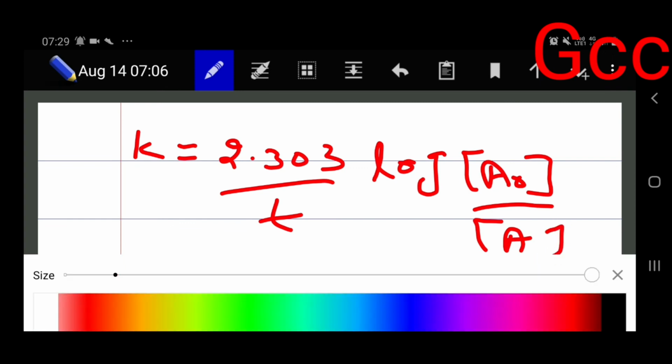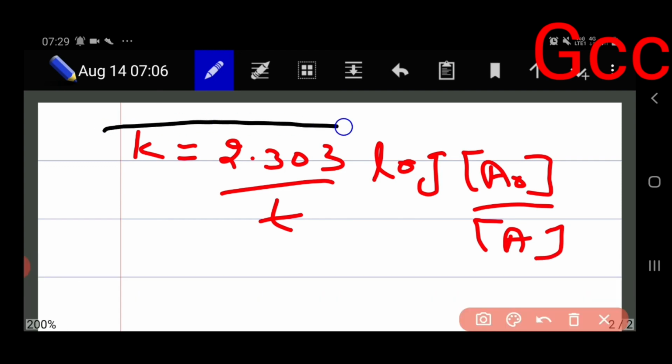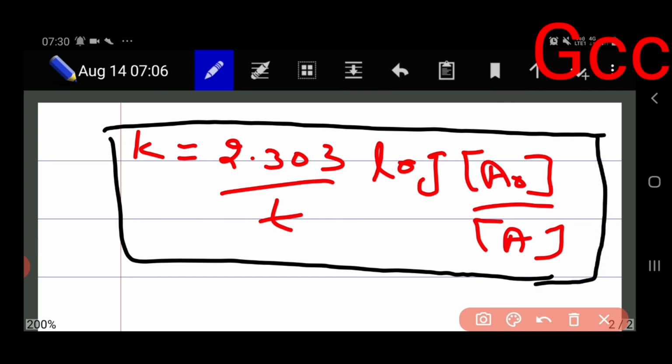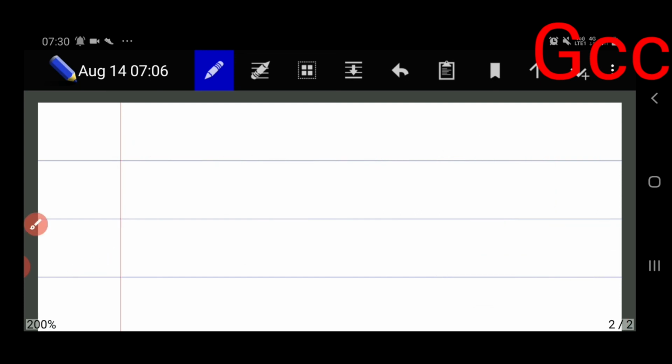So students, this is our final expression for the integrated rate equation for the first order reaction. I hope you are understanding my point. In the next video we will do some important points. I hope you are getting my point better.